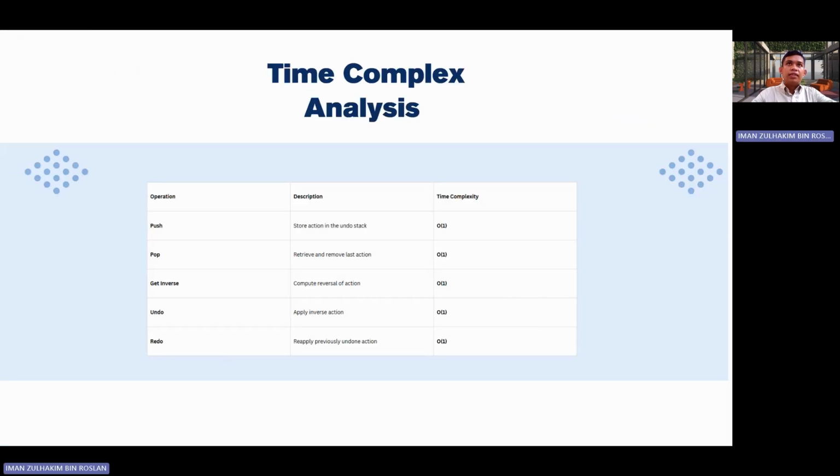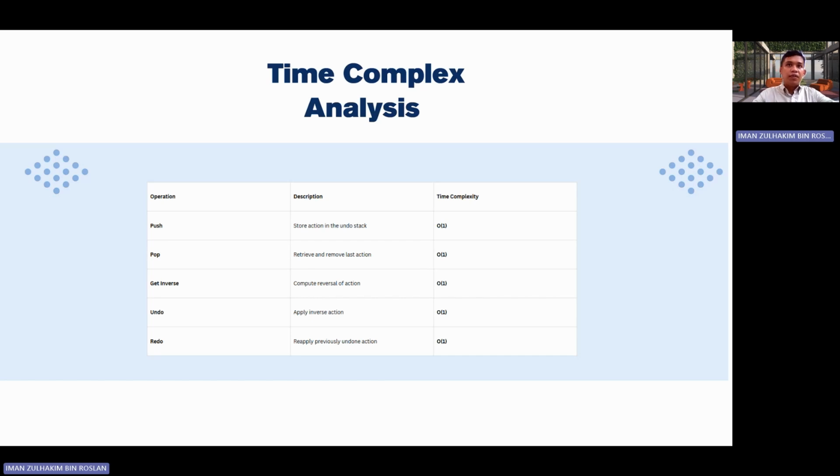Let's go to the next step, which is the time complexity analysis. Let's visualize what I have described in a table format. Operation, description, and time complexity. When we push, it stores the action into the undo stack, which has time complexity O(1). When we pop, it removes the last action, which is time complexity O(1), and get inverse, which computes the reverse of an action, which is O(1) per action.